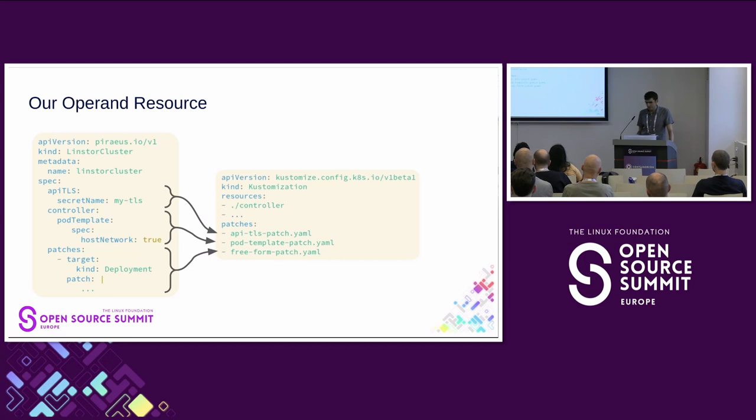So how do we use that? Again, taking the example of Piraeus, we have our normal resources, we have the configuration, and in the background the operator builds a customization where it has the base, the default stuff that's always being applied. All the different configuration options that a user may have get transformed into this patch section, and then that gets built by the operator and applied to the Kubernetes API.